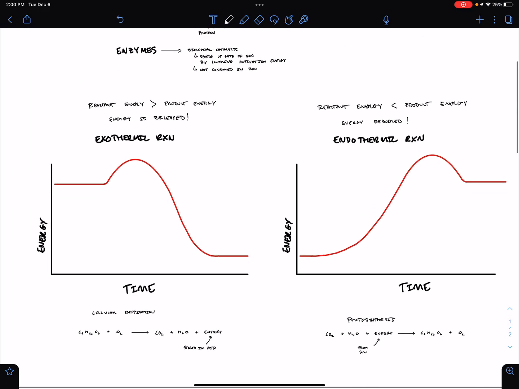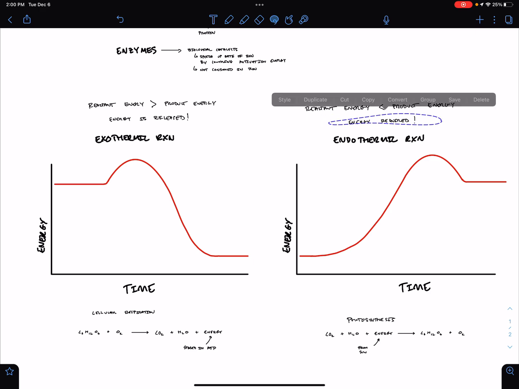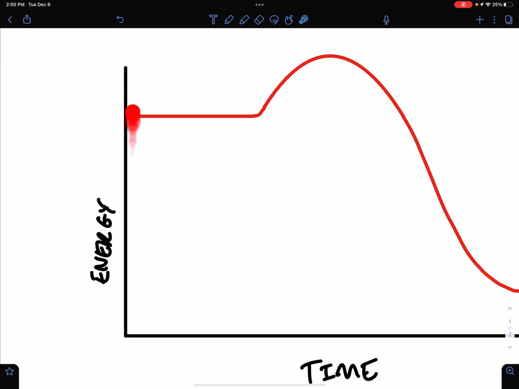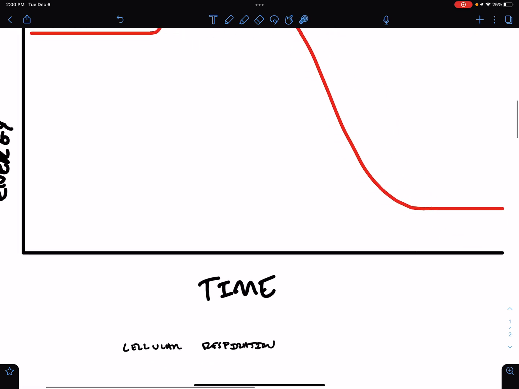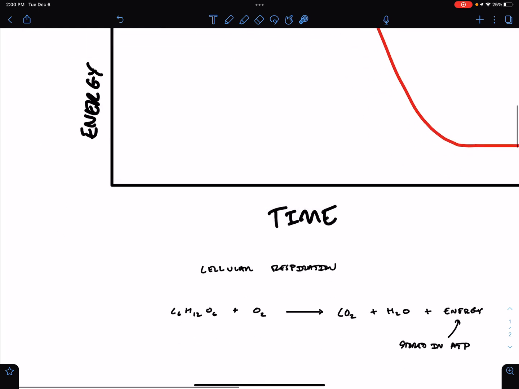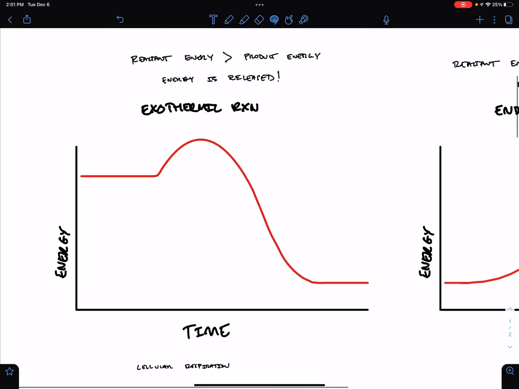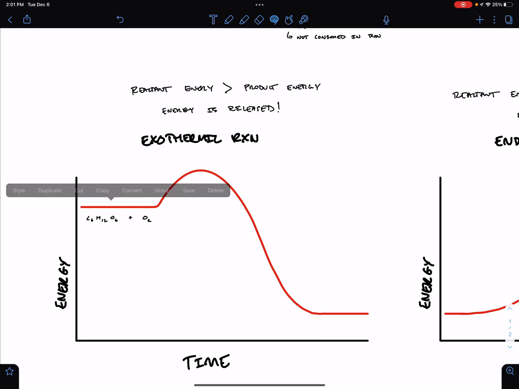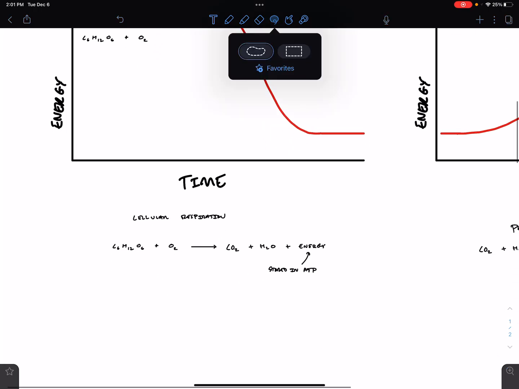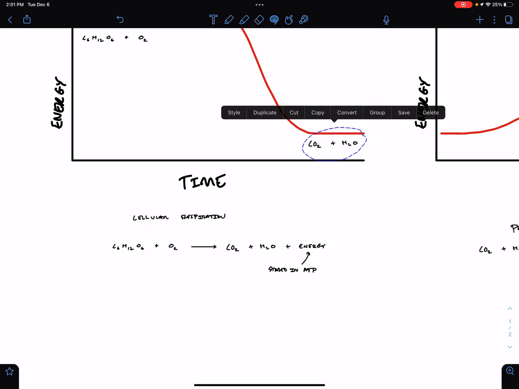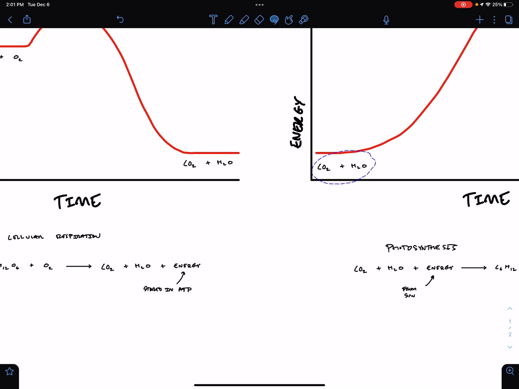Okay, so here we have our two different types of reactions, exothermic and endothermic. So up here we have on the y-axis the amount of energy, and then on the x-axis the time. And we always write the reactants here, and the products down here. So over here, we can do the same thing, but the opposite.